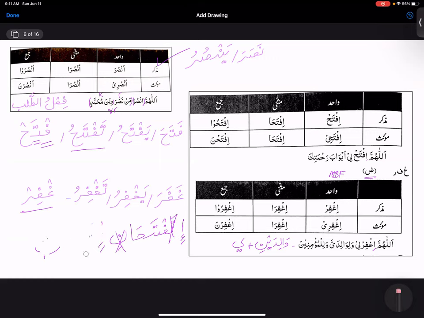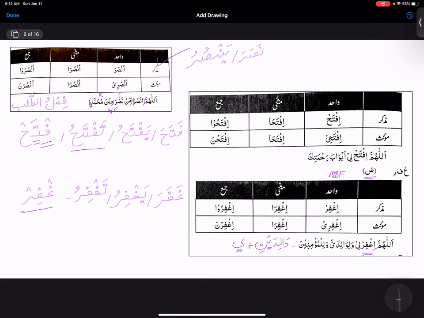So we need to get helper alif. Now helper alif, what haraka will it get? Kasra. Exactly, because there is kasra. So we are going to give it a kasra. So it will become ighfir. Ighfiru. Ighfiri. Ighfira. Ighfirna. And subhanallah, again, beautiful dua. Allahumma ghafir. We say Allahumma ghafir, but actually it is Allahumma ighfir. Right? So this is Hamzatul Wasal. So again, ighfir, we're going to say failu talab, failuhu anta.